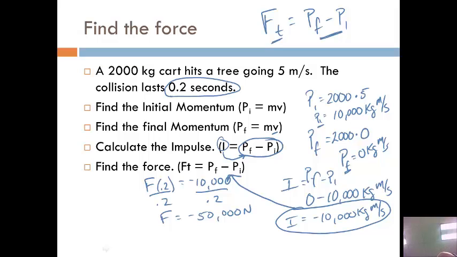As you can see, that's a lot of newtons that are being exerted on someone. For example, when a 2,000 kilogram car will run into a tree, just going 5 meters per second, which we've learned is about 10 miles per hour. The reason the force is negative is because the tree is pushing in the opposite direction that the person is traveling.